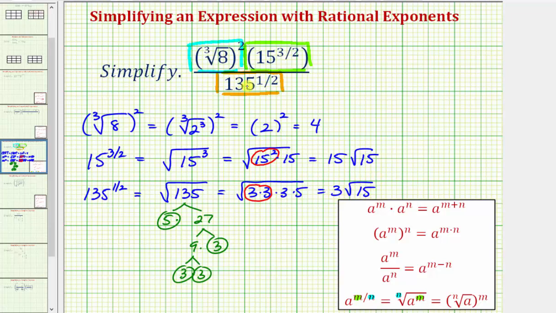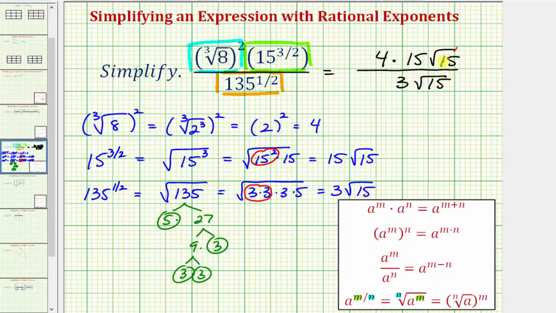And now let's put all the pieces together and simplify this fraction. We know that the cube root of 8 squared is equal to 4. We know that 15 to the 3 halves power is equal to 15 square root 15. And we know that 135 to the 1 half power is equal to 3 square root 15. And now we can simplify.